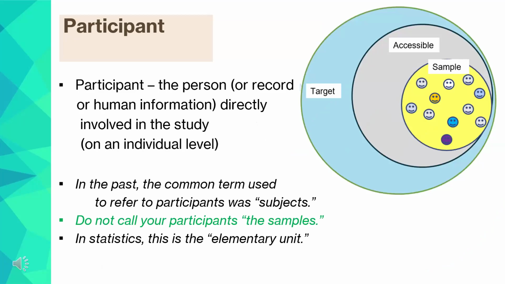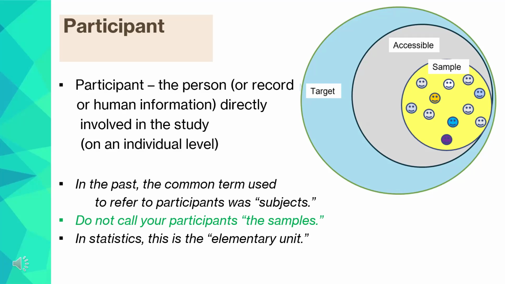And then when you talk about that sample, within it, you have the individual participant. So the participant can be a person, as we usually think, for example, they're respondents, or you're interviewing them for something, you're asking some questions about how they sleep, how do they feel. So participants are the persons, or maybe records of persons or human information who are directly involved in the study on an individual level. So inside that sample, in this drawing, the participants are those happy faces inside.